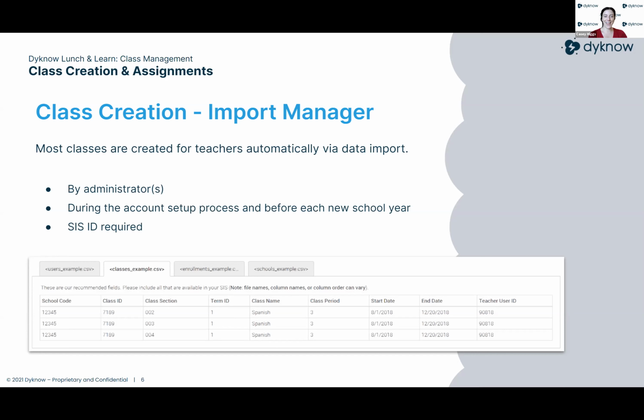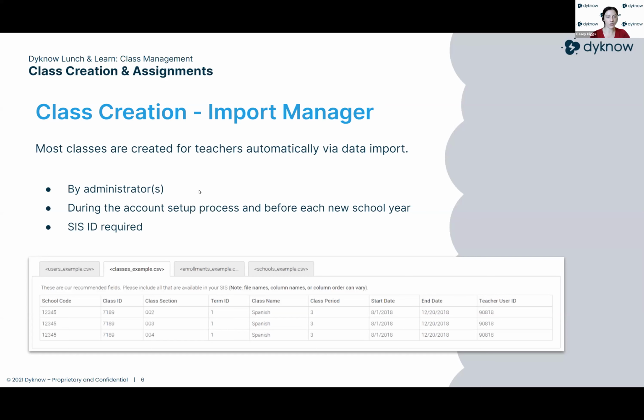especially if you're one school among a district. That school code is going to be helpful because that's what actually associates a class with your school. And then these other details that we're looking for help Dyknow identify each class as unique when it gets imported. Teacher user ID, of course, is that final field there. That is the enrollment portion that ties each teacher or multiple teachers, right, to a given class. And then that's how it shows up on that particular teacher's My Classes page.